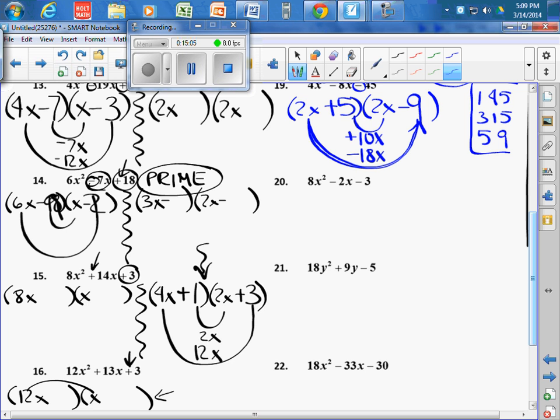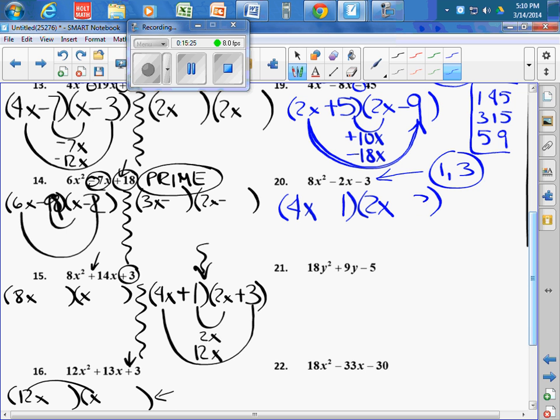I could start off using 8x and x, but I'm not. I'm always going to try breaking up that number, and in this case, it'll be 4x and 2x. And here, we only have one combination of a factor to use. It's going to be either 1 and 3 or 3 and 1.